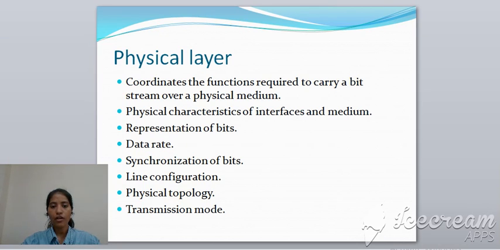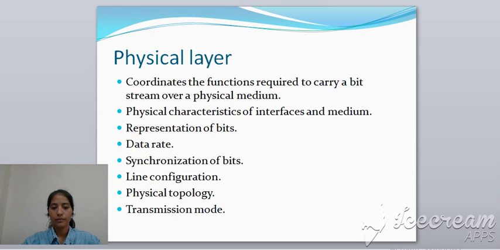It coordinates the functions required to carry a bit stream over a physical medium. It defines the physical characteristics of interfaces and medium involved in the communication. Representation of bits. Data has to be converted to signals for transmission, that is, encoding and decoding is done by physical layer. Data rate. The rate at which bits are sent per second is known as data rate. The data rate is also decided by physical layer.